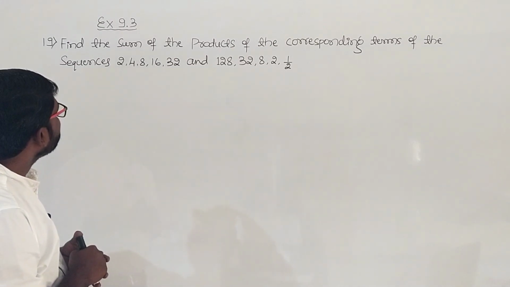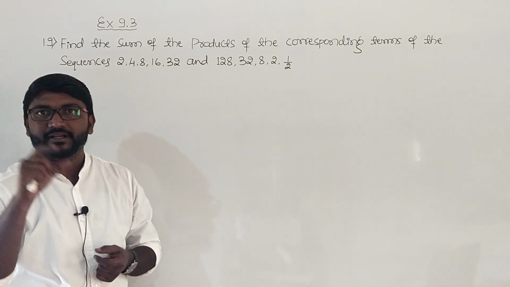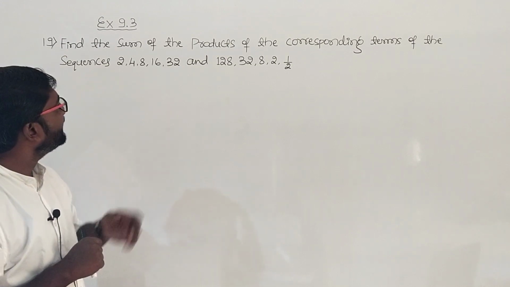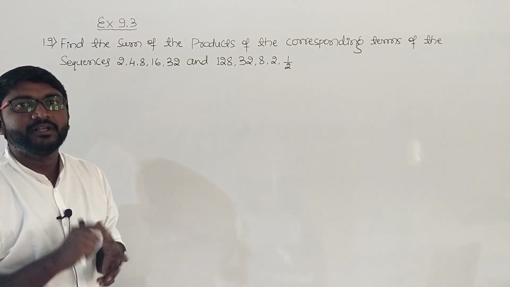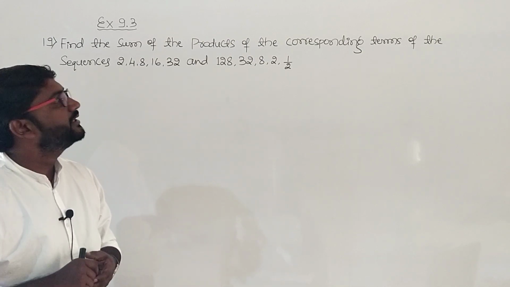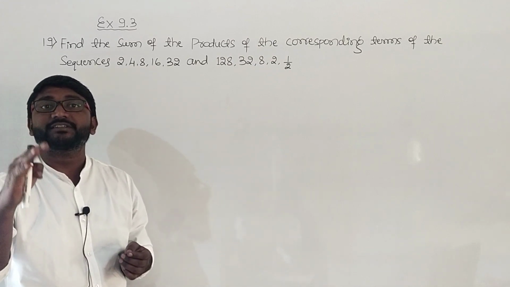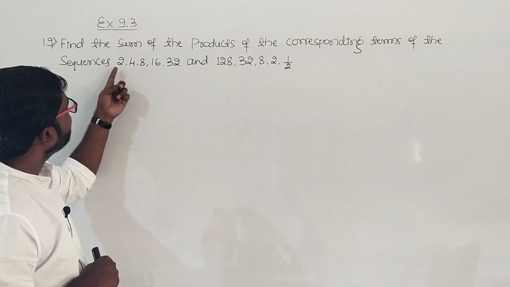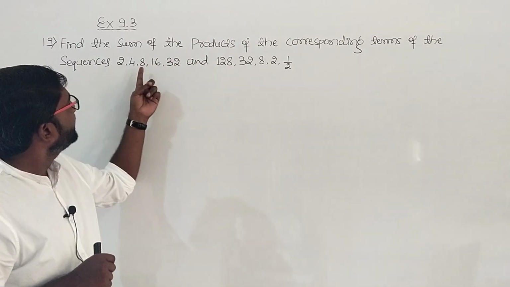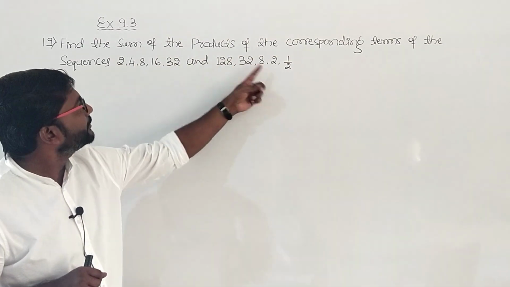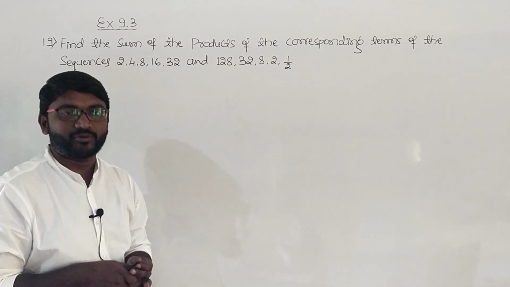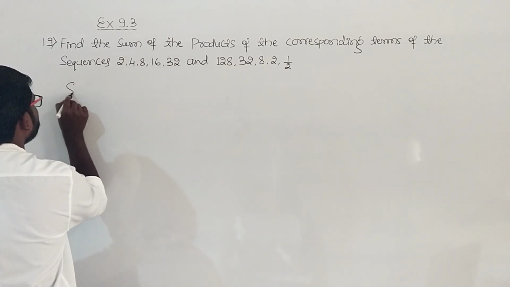The given question is: find the sum of the products of the corresponding terms of the sequences 2, 4, 8, 16, 32 and 128, 32, 8, 2, 1 by 2. Here he says the sum of the products of the corresponding terms. Corresponding terms means 2 and 128 are the corresponding terms, and then 4 and 32, 8 and 8, 16 and 2, 32 and 1 by 2. These are the corresponding terms. We have to take the sum of the products. So let us go ahead with the solution.